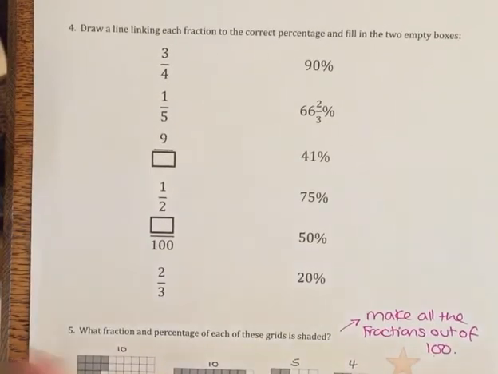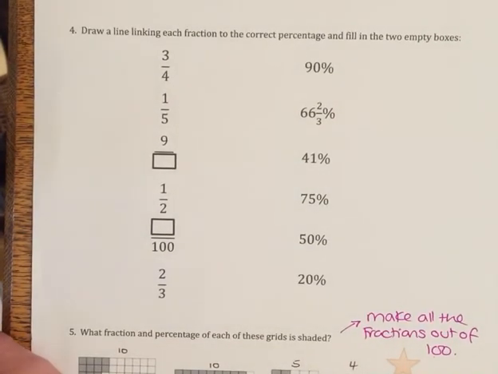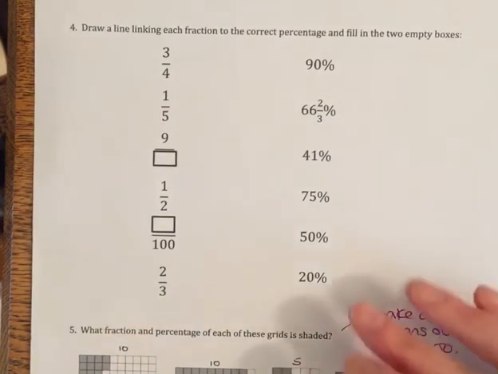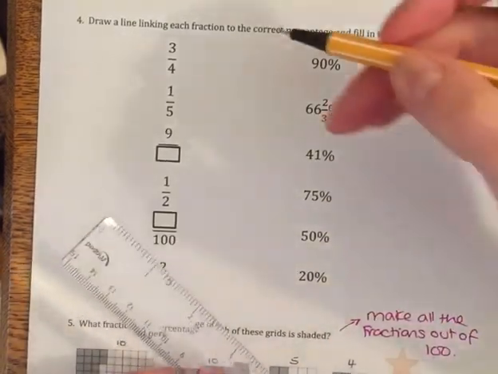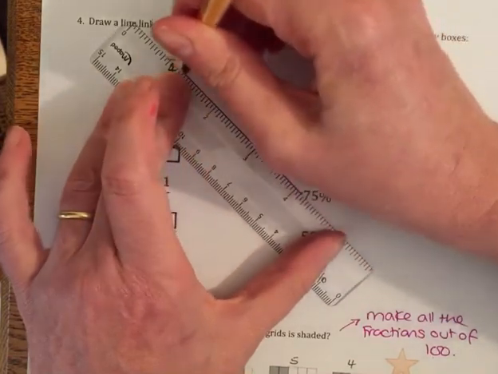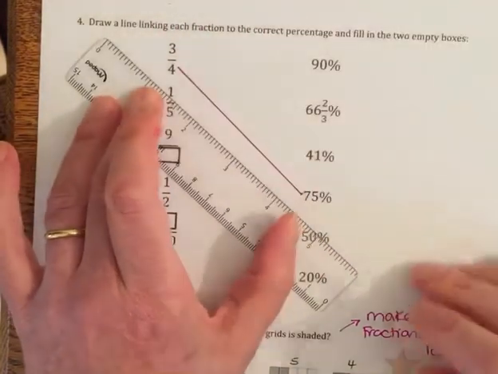Question 4. Draw a line linking each fraction to the correct percentage and fill in the two empty boxes. So I'm going to ignore the ones with the empty boxes first because I don't know what they are, so there's no point in guessing. So I'm going to start with the ones I know. You should know that 3/4 is 75%. That's just one you are going to have to learn.